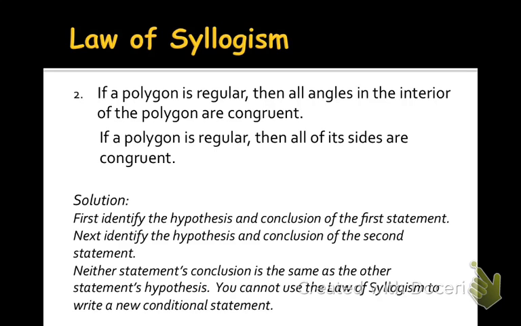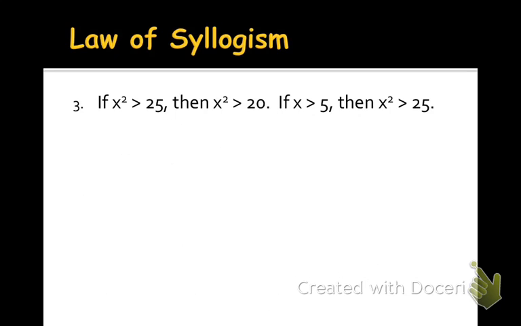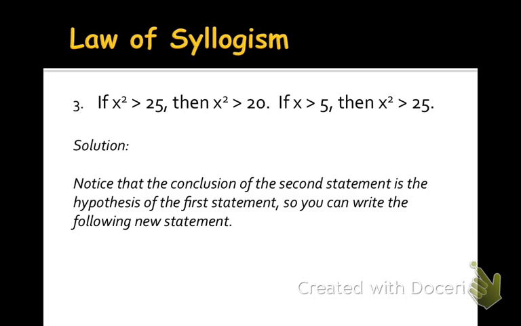So let's look at a third example. If x squared is greater than 25, then x squared is greater than 20. First conditional statement. The second statement, if x is greater than 5, then x squared is greater than 25. So again, we're going to identify the hypothesis and conclusion and compare to see if we can apply the law of syllogism.